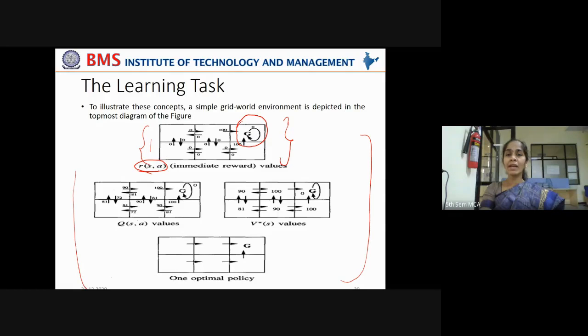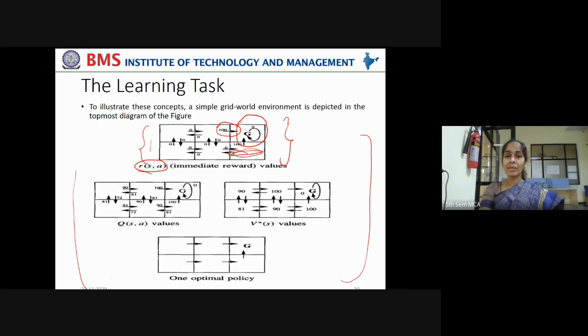So everywhere else, in whichever state the agent is, when it moves to another state, the reward given is 0, except when it is moving to the goal state. That is why this reward R(s,a) is given as 100, because from this state it is moving towards the goal state. Everywhere else, did you notice the reward value is 0?